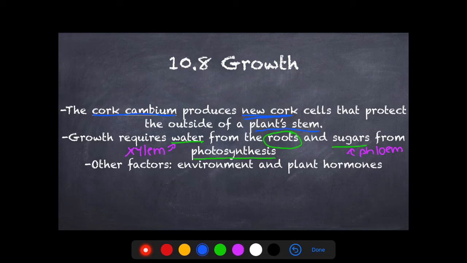There are other things that enhance and provide growth for the plant, such as the environment. So if they're in a good environment, they are able to flourish better than if they are in a worse one. Some plants grow well in moist environments versus dry, or vice versa.